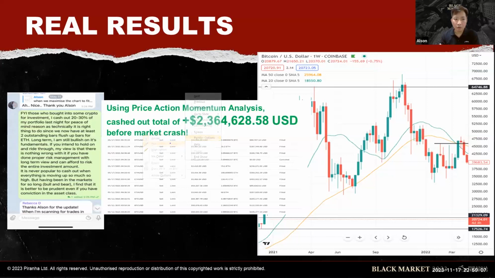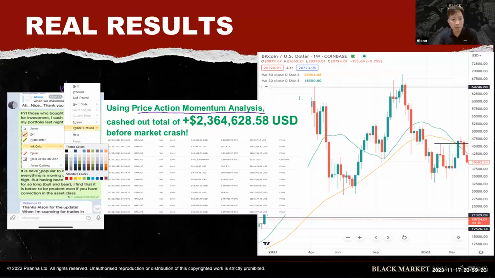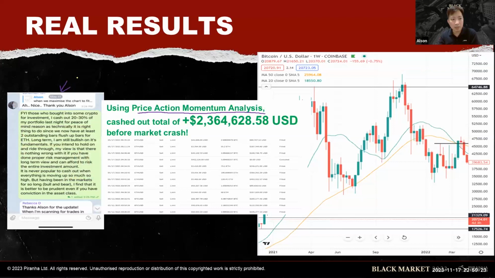Like for example, I use my price action manipulation strategy to exit on most of my crypto positions back in 2021, right? As you can see over here, maybe I use a big yellow color. This was in May 2021, right? And that was actually before the market actually crashed. So I actually informed my students when the price was somewhere here. I told my students that I cashed about 20-30% of my portfolio. Actually, 20-30% was 2.3 mil. My portfolio is more than 10 million during a time, right?